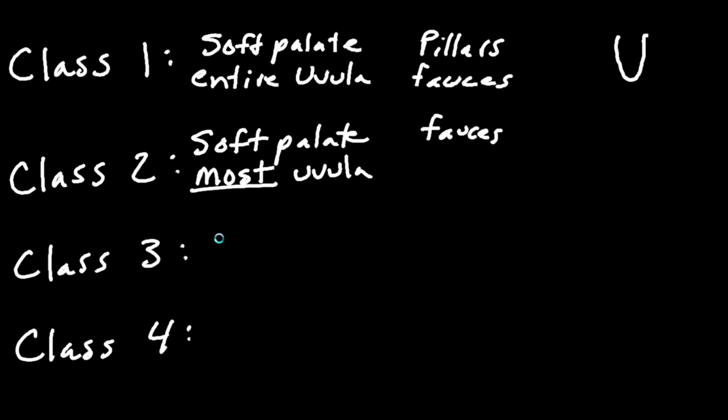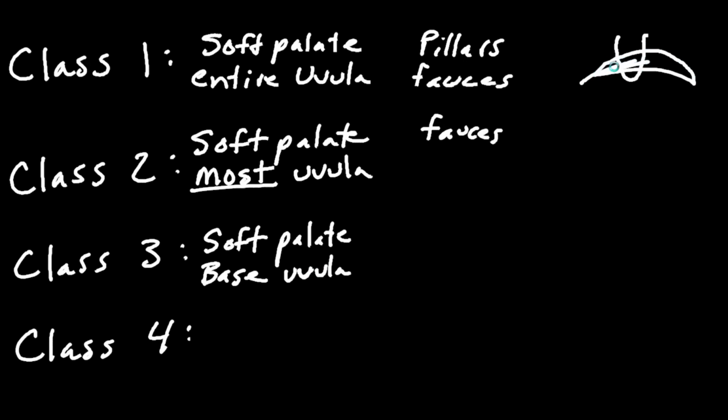Class three, you have the soft palate as well. Remember, the soft palate's at the back of the throat. And then in this one, you can only see the base of the uvula. I say the base of the uvula because let's say the tongue is in the way, covering up most of the uvula. This is considered the base of the uvula, kind of where the stalk meets the soft palate.